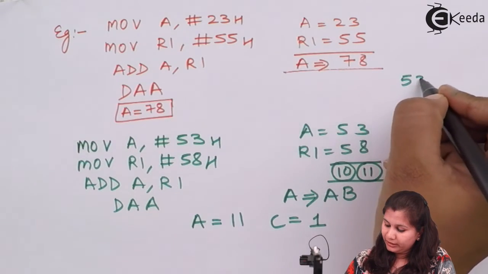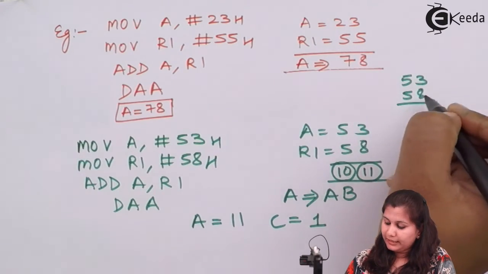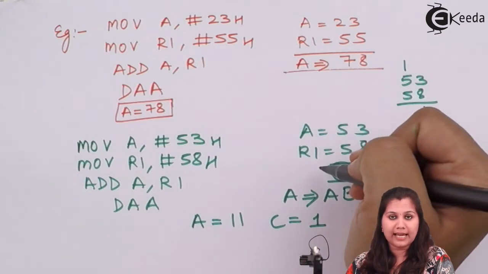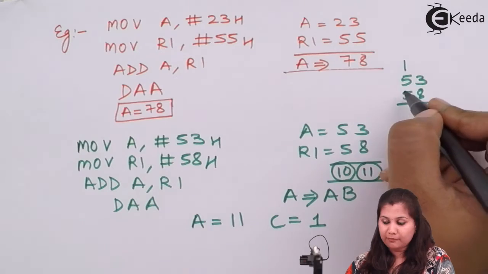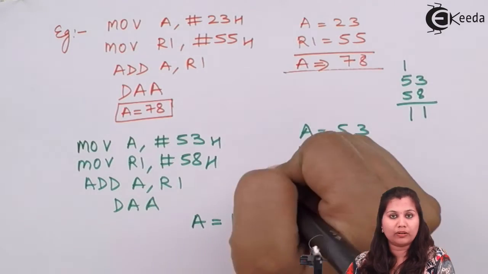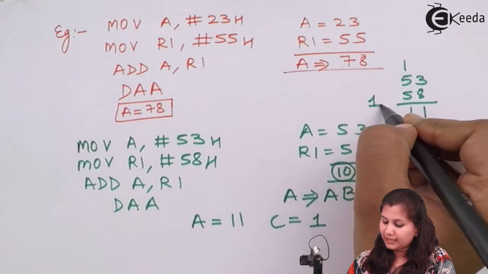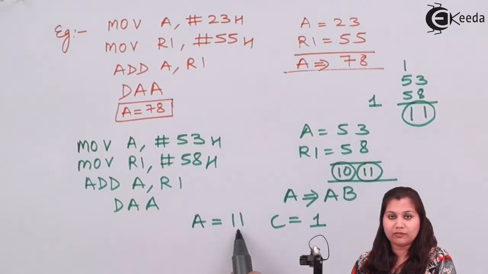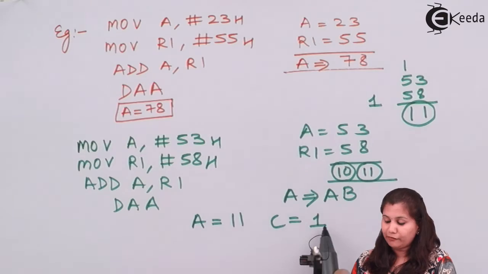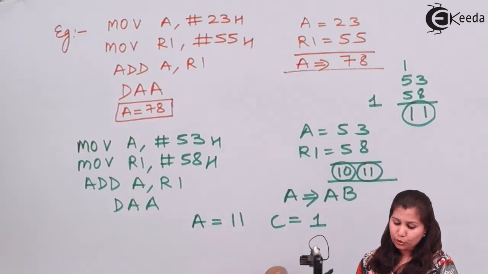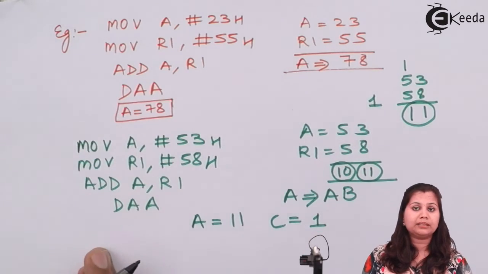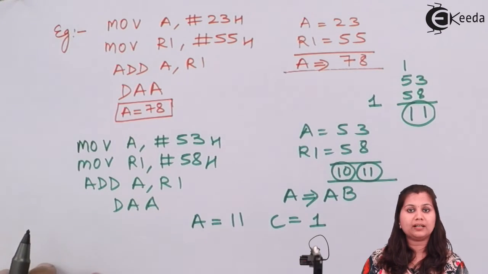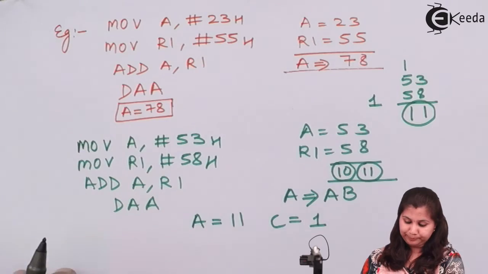So 53 and 58. 8 and 3, we are having 11, 1 is there, 1 is taken as carry. 5 and 5, 10, plus 1, 11 is there, so 1 is written here and 1 is taken as carry. So the result after this DAA instruction, we will have 11 and the carry flag is set. So this is how the decimal adjust after addition is done to obtain a BCD number.